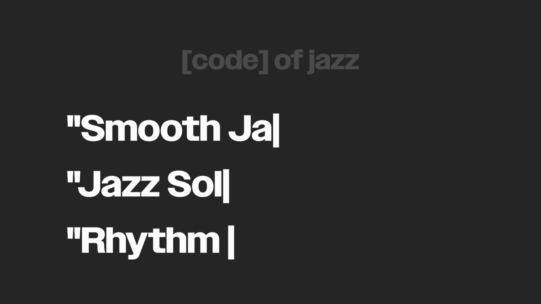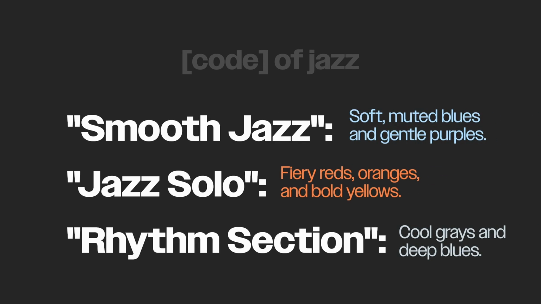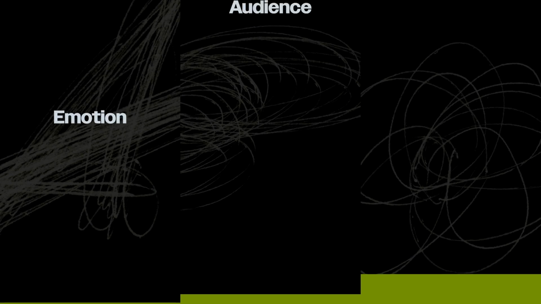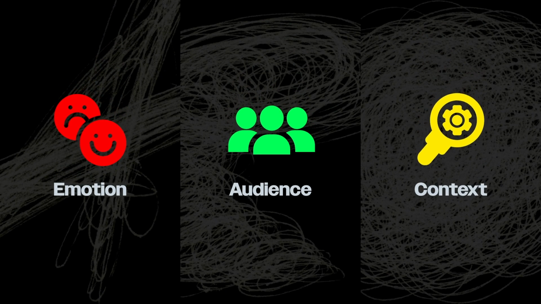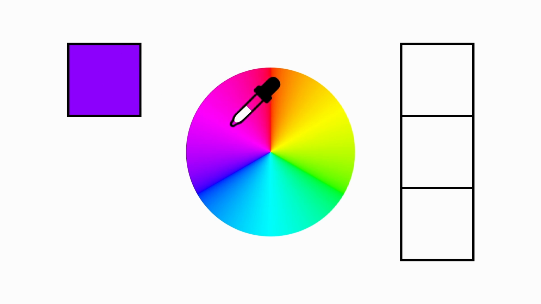But in this jazz example, we want to write down a code or a language in regard to color, and that might look something like this. Once you have that language, you can begin to consider other aspects such as emotion, audience, and context. Start to build a color palette for your project, and you may want to base this around a base color by adding complementary colors from your associations.